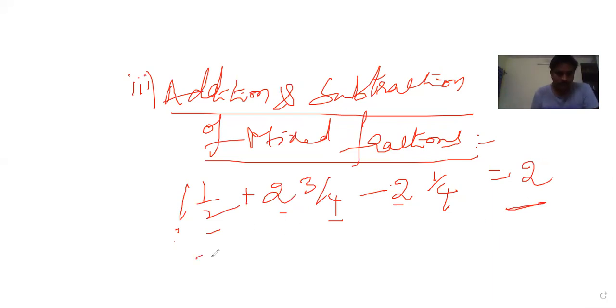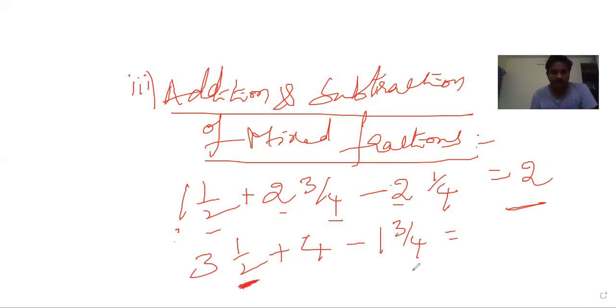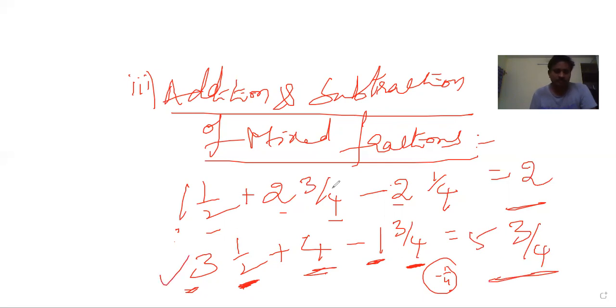Next, 3 1/2 plus 4 minus 1 3/4. Here clearly observe that half minus 3/4 is minus 1/4. Minus 1/4, we first write separately. Now here we add 3 plus 4, 7. 7 minus 1, 6. From that 6 we subtract 1/4, which means 5 3/4. So that is the value of this one.